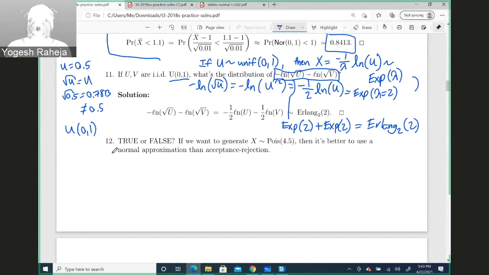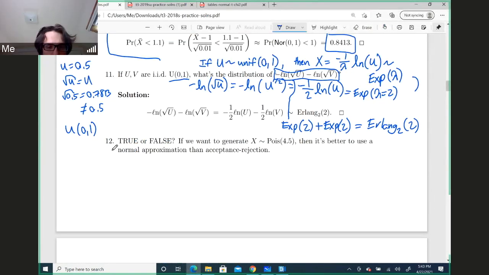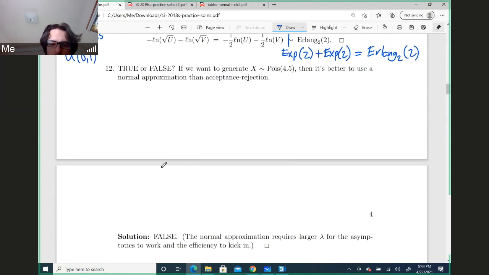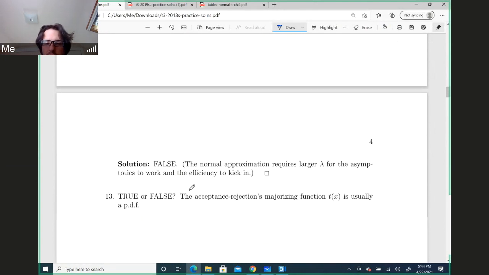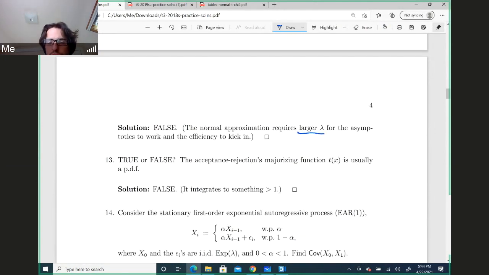All right, so moving on, question 12. True or false? If we want to generate x as a Poisson variable with lambda 4.5, then it's better to use a normal approximation than acceptance rejection. And this is false. In the explanation here, it says that the normal approximation requires larger lambda for the asymptotics to work and the efficiency to kick in.